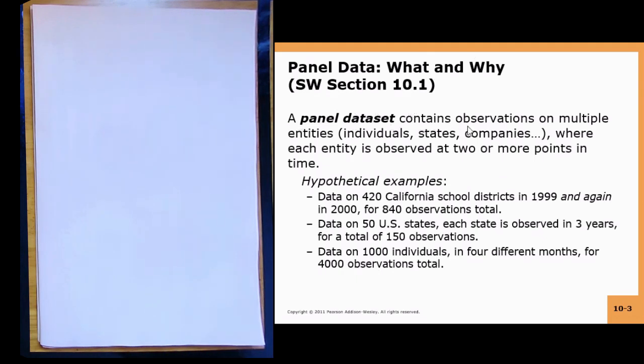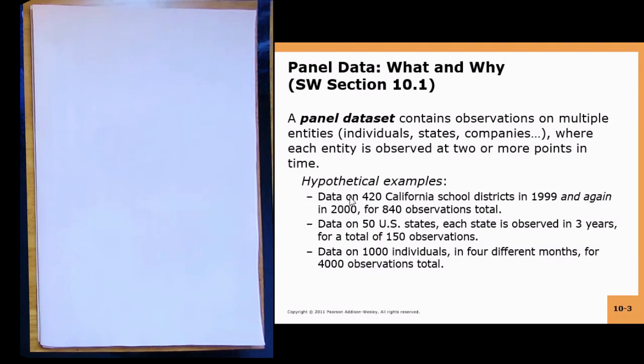A panel data set contains observations on multiple entities. Okay, these entities may be individuals, they may be states, they may be companies, they may be countries. Each entity is observed at two or more points in time. Okay, so even if you observe them over just 2 points of time, even that is called panel data. But if you are observing the same entities over more years, of course, you have a larger panel data set.